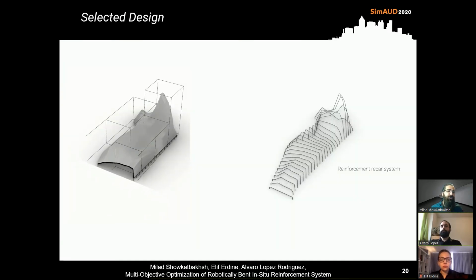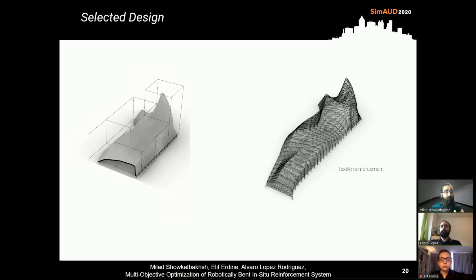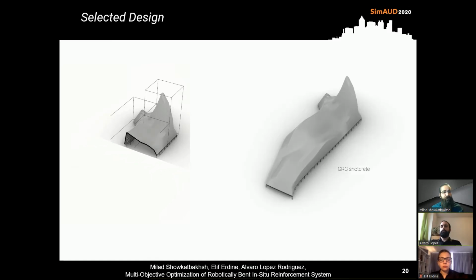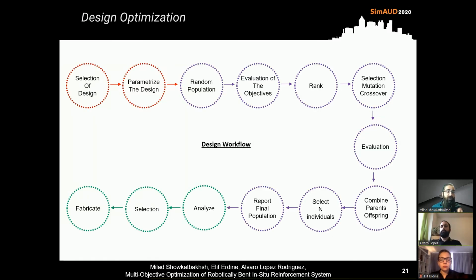After selecting the geometry to fabricate, the optimized geometry was developed further to prepare it for the fabrication process, which is divided into steps of robotic rod bending, creating frames, application of the mesh on top of the skeleton, and spraying the concrete at the end. So the entire workflow of the design process, from the initial form finding to the optimization, looks something like this.